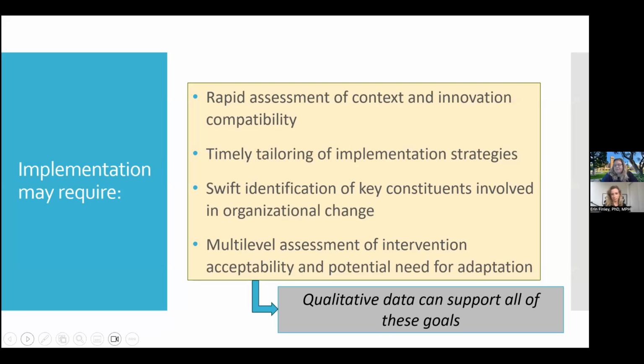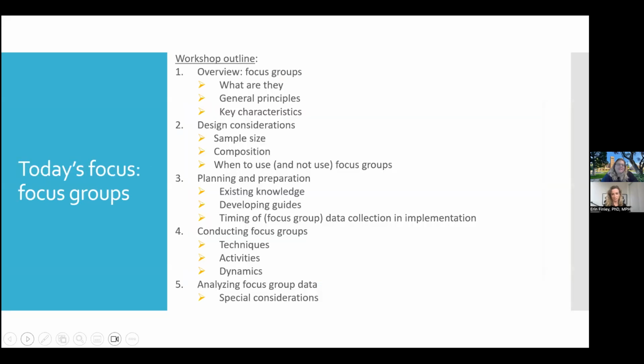But we haven't done very much on focus groups, and it is a topic that folks often seem to want to discuss. So that's why we chose this topic today. What we'll do is talk generally about focus groups, what they are, some general principles and key characteristics, and we'll get into some design considerations, planning and preparing for focus groups, conducting them, and analyzing them. It is an ambitious agenda that we have.